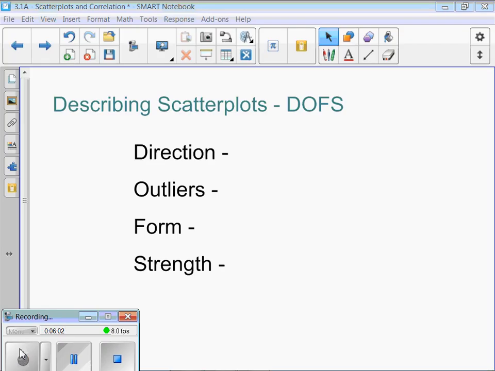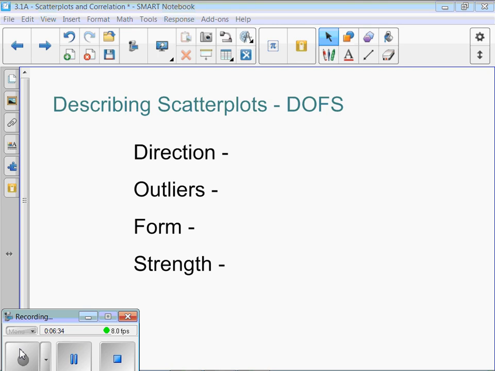All right, so in chapter 1, when you're describing a distribution, that's one set of quantitative data. You could describe a stem plot, a dot plot, or a histogram. Now we've got two sets of quantitative data graphed against each other, and we use what's called DOFS as the shortcut for how to describe it.